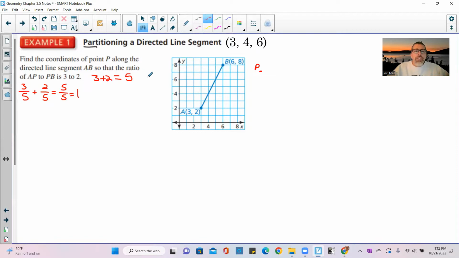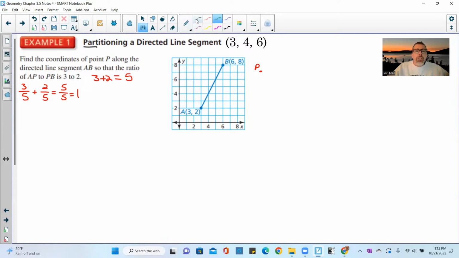Let me explain that. If I drew P as 3 units from A, and from P to the other end B is 2, so AP is 3 and PB is 2, the total distance is 5. The red segment is 3/5 of the whole thing, and the green one is 2/5 of the whole thing. Hopefully that makes sense to you. And so that's what we have to do.